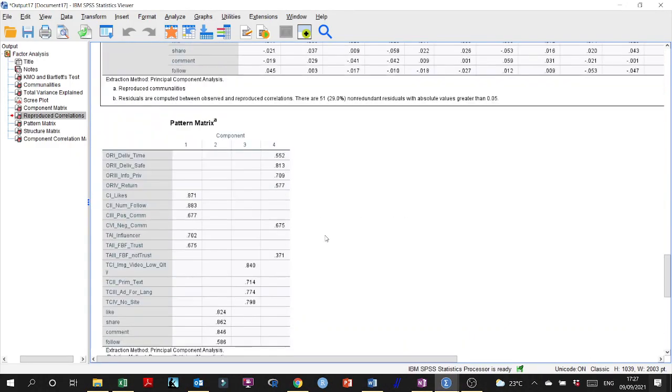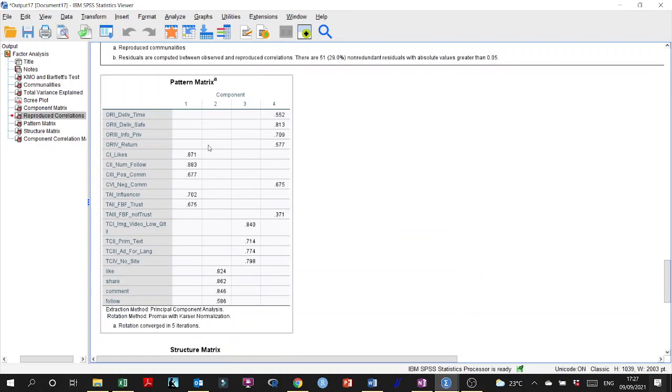Okay, so next is the pattern matrix. This is the most important part of our analysis, and this is where things could go massively wrong. Let's take a look at that. First of all, let's take a look at the first few indicators here. The order risk 1, 2, 3, 4, all loading at factor number 4.